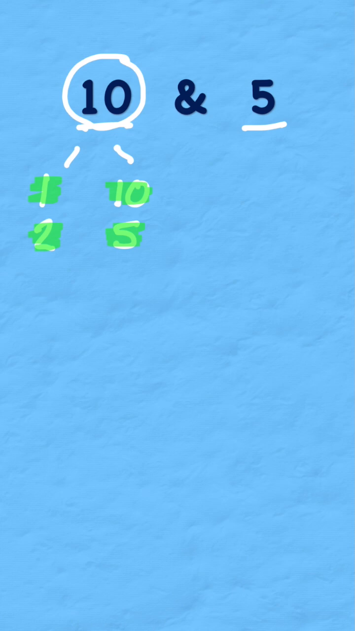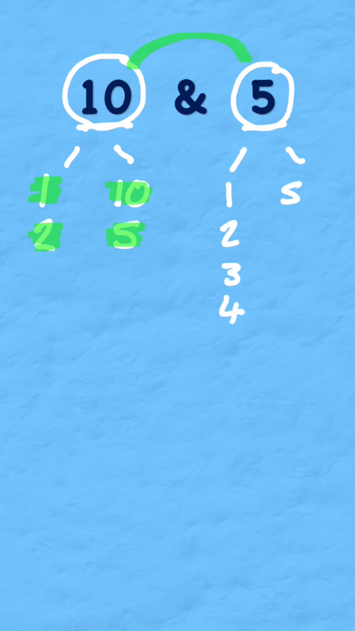But I'm looking for the highest common factor of these two numbers. So now let's do number 5. And again, I'm going to start sensibly with 1 times 5. And then I can check 2: 2, 4, 6, nope. 3, 6, 9, nope. 4, 8, 12, nope. And then I'm back to 5. I know I don't need to do it. So the factors of 5 are 1 and 5.